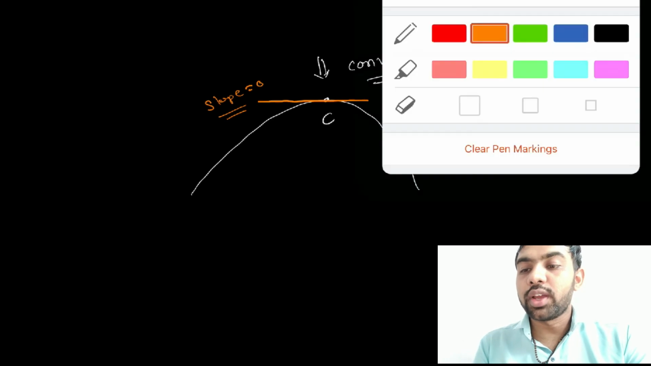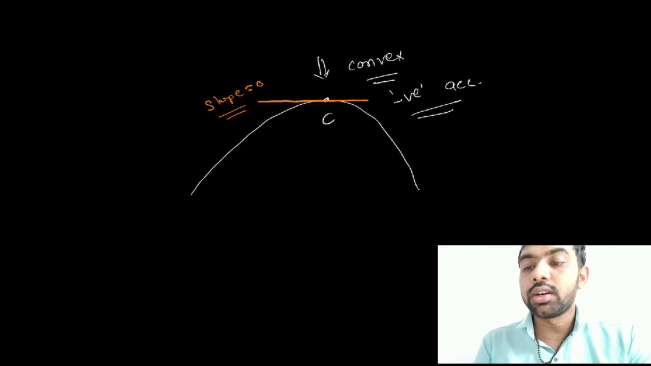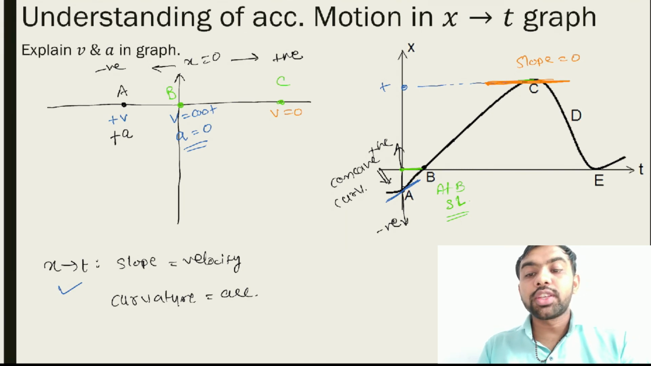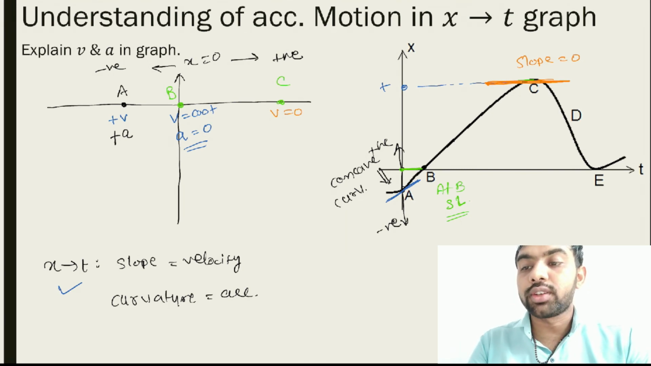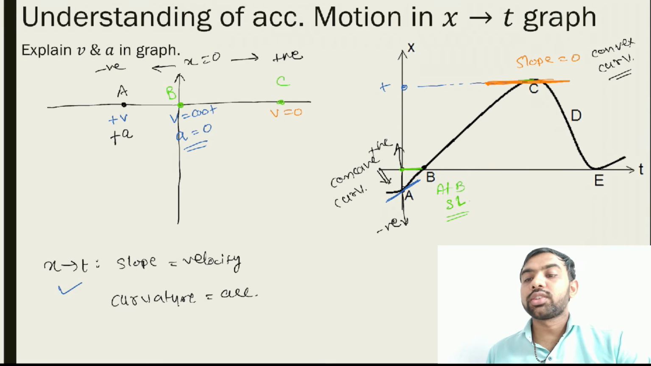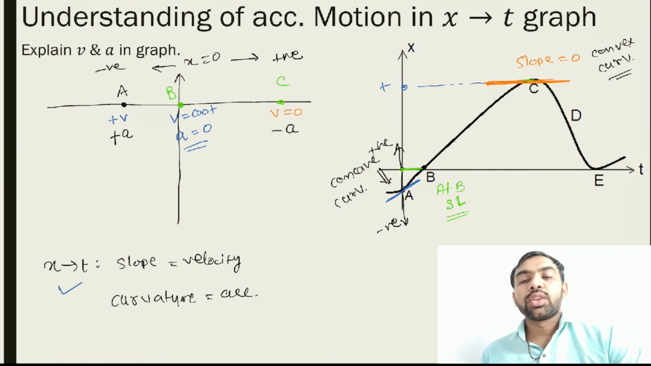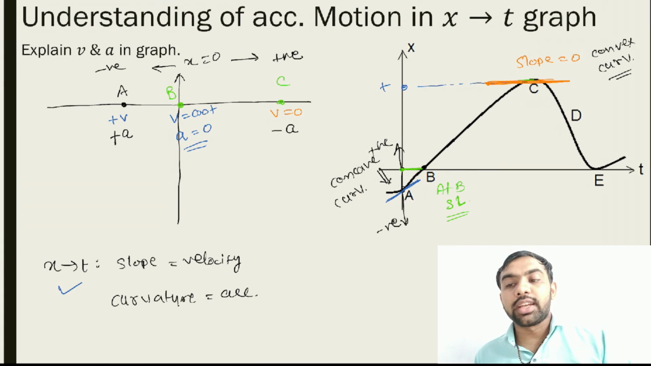Okay. So in this way, how do we note it here? Slope is 0 means velocity is 0. But which type of curvature? So convex curvature. So write down here convex curvature. Convex curvature means negative acceleration. So v is equal to 0, but acceleration is negative.